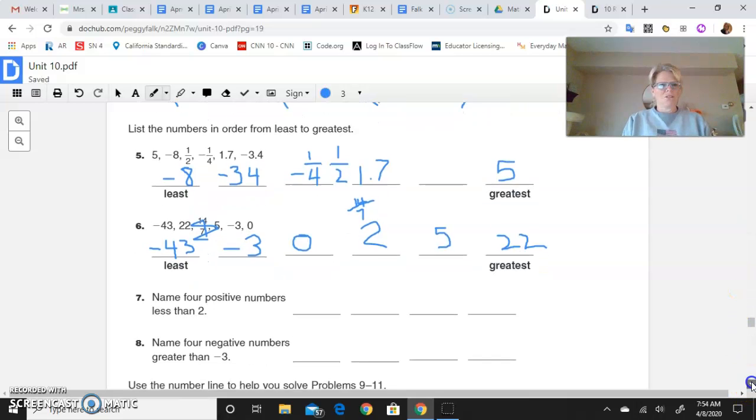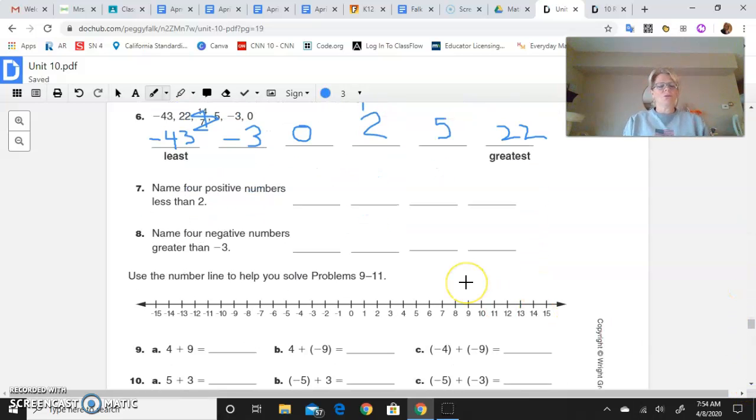All right, now number 7 and 8, you got to do kind of on your own. Now 4 positive numbers less than 2. Well, it couldn't include 2. And a positive would start a little bigger than 0. So anything in between 0 and 2. And it has to be positive, so I know I'm going to go this way on the number line. So you could do a fraction, you could do a decimal. Let's go half, which would be the same as 0.5.